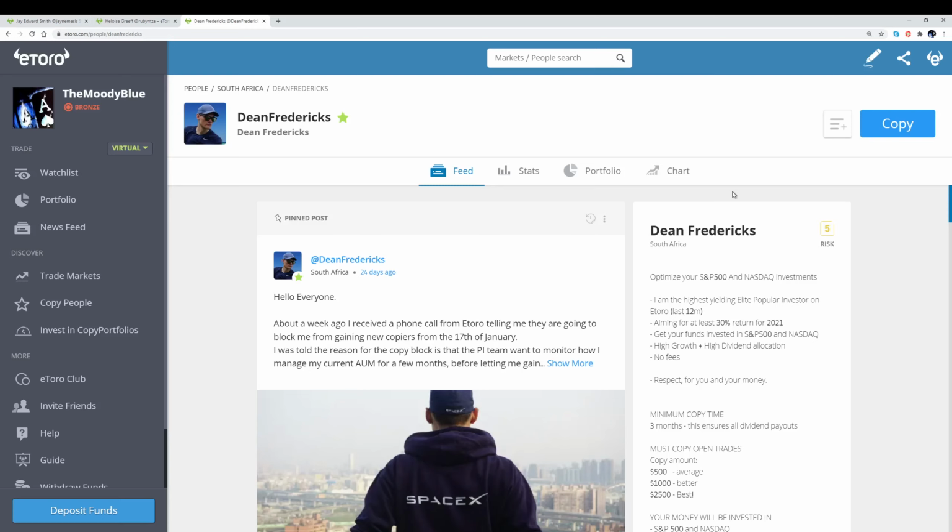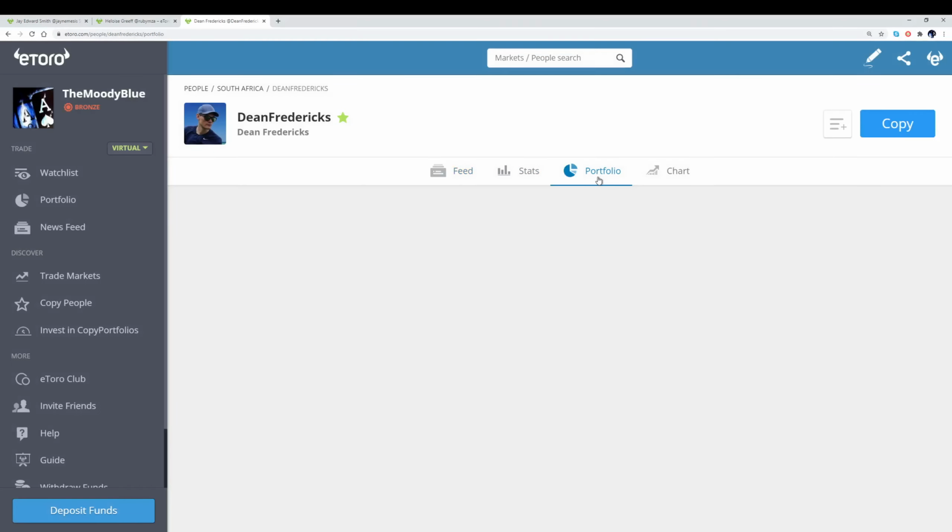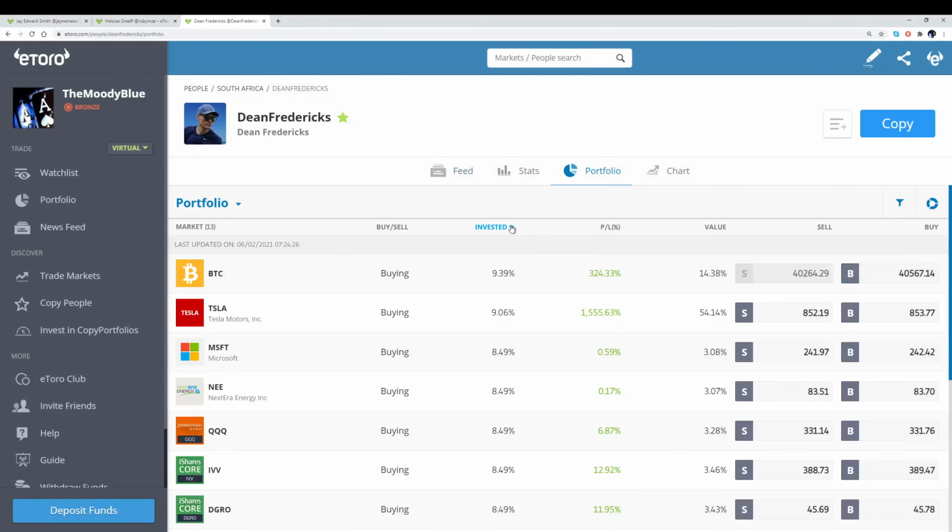Secondly, just like Heloise, when I was copying Dean, this was quite a long time ago, I found he was regularly adding deposits. So again, I must add those deposits, otherwise I will fall behind what he's doing. But by far the biggest issue was this one here about the invested amounts. You can see that in terms of the originally invested amount, Bitcoin is his biggest position and Tesla's second, but in terms of current value, he's got 54% in Tesla. So his 9% in Tesla has grown to 54%.